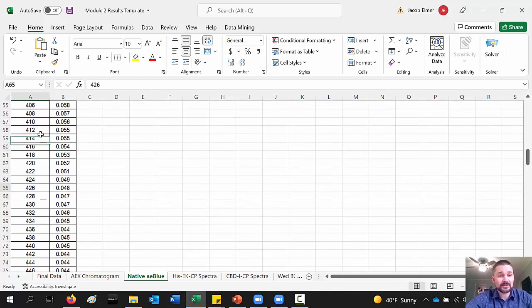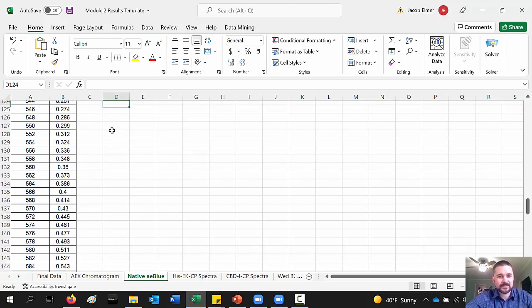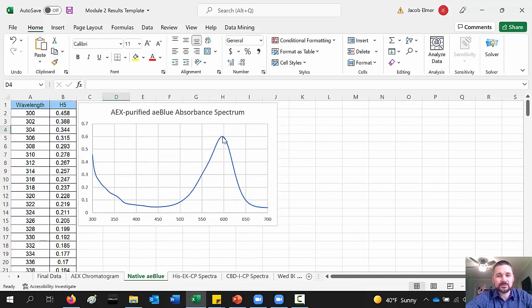And if we scroll down here, here we go, 597 should occur right here between 596 and 598. And you see that's exactly what we observe, right? These two values, 599, are higher than the surrounding values. So that tells you that that point right there does occur at 597 nanometers. There we go. And the value, the absorbance at that point, is 0.599.